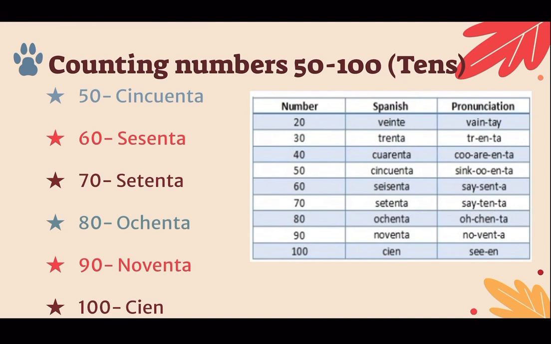90 is noventa. 91 is noventa y uno. 92 is noventa y dos. 93 is noventa y tres. 94 is noventa y cuatro. 95 is noventa y cinco. 96 is noventa y seis. 97 is noventa y siete. 98 is noventa y ocho. And 99 is noventa y nueve. I'll now be finishing with 100.